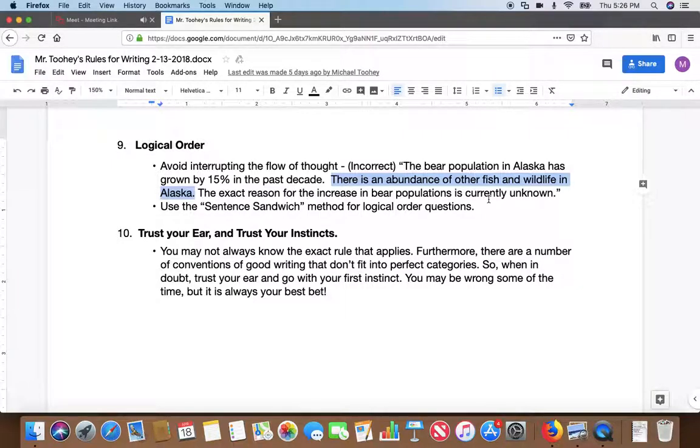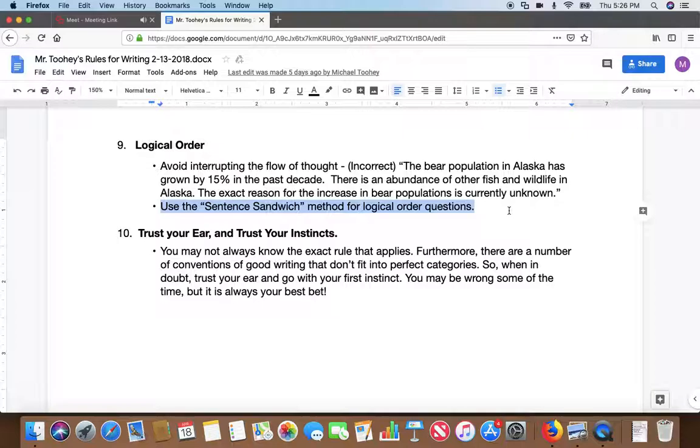So that's interrupting the flow of thought. And you know you're using the right logical order by using the sentence sandwich method. That is, you're going to read the sentence before, then the sentence in question in the middle, and then the sentence after. So three sentences total when you're testing logical order answer choices. And if it works for both of those, then you know you've got a right answer choice.